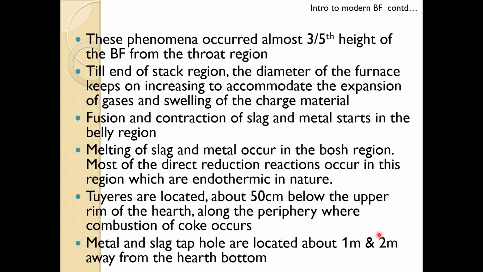All of them are endothermic as such. Tuyeres are located about 50 centimeters below the upper rim of the hearth, as I mentioned during the design of the blast furnace, along the periphery where combustion of coke occurs. The metal and slag tap holes are located about 1 to 2 meters away from the hearth bottom.